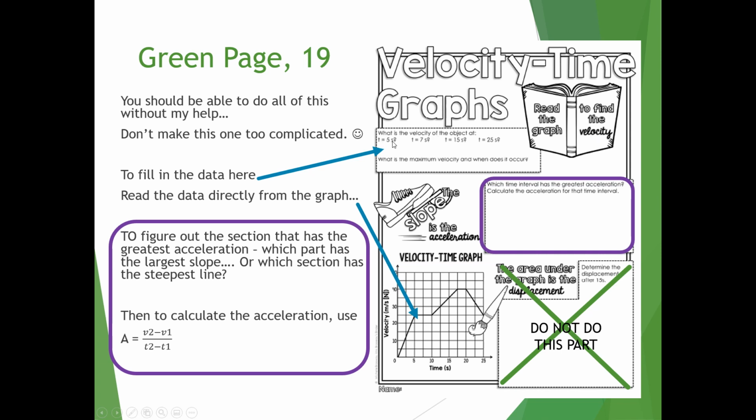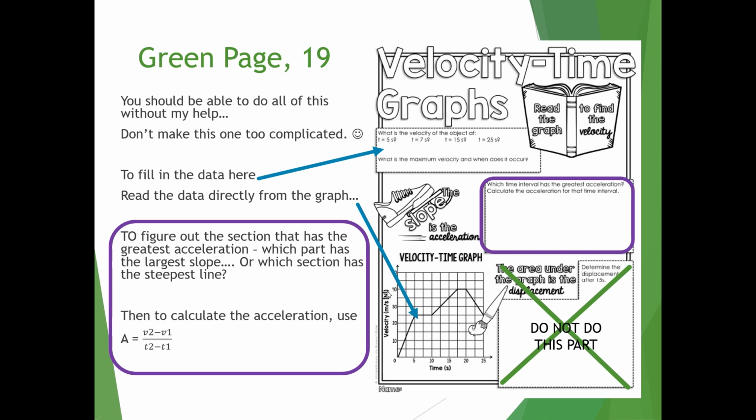And so it asks you the velocity at a number of different time intervals, and you can just read that information off the graph. So this is velocity versus time. At 5 seconds, you can come over to 5 and read what the number is and write it down. Be sure you include your units and your direction. And then they ask you, what is the maximum velocity and when does it occur? Maximum velocity is going to be the biggest number here for the velocity, so you should be able to do that.